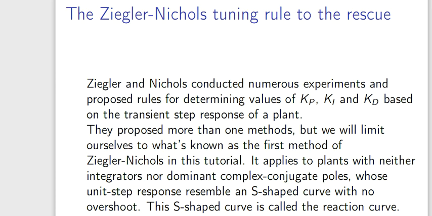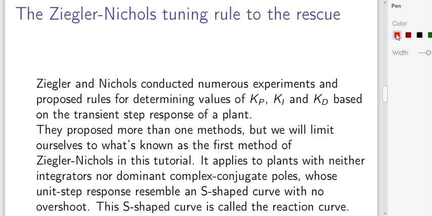In this module, we are going to discuss the Ziegler-Nichols tuning method. This method is called Ziegler-Nichols because it was introduced by Ziegler and Nichols. They conducted numerous experiments and proposed rules for determining the values of Kp, Ki and Kd based on the transient step response of the system.